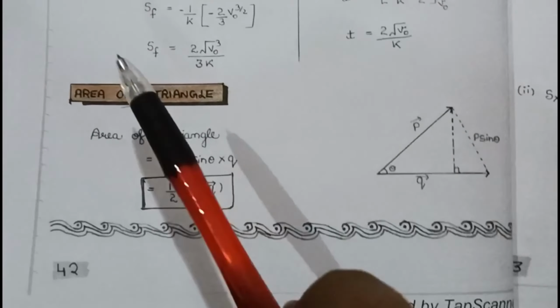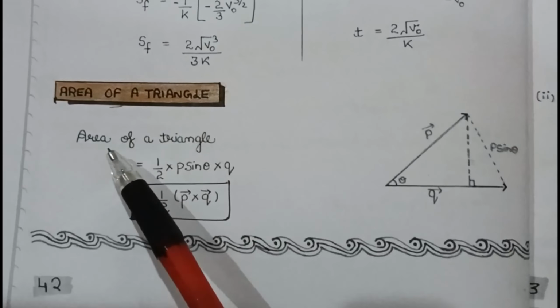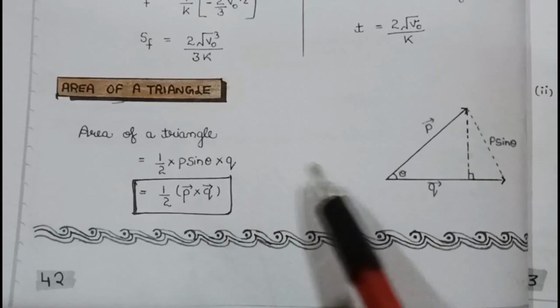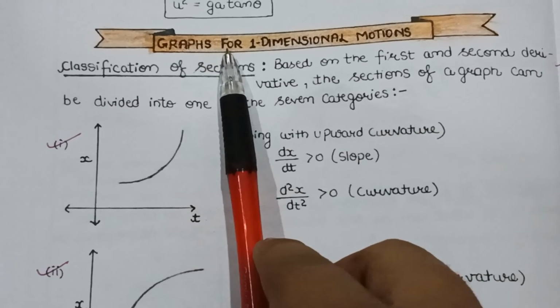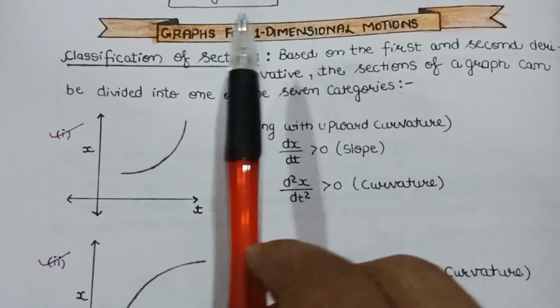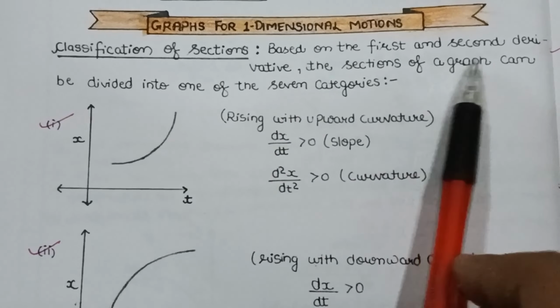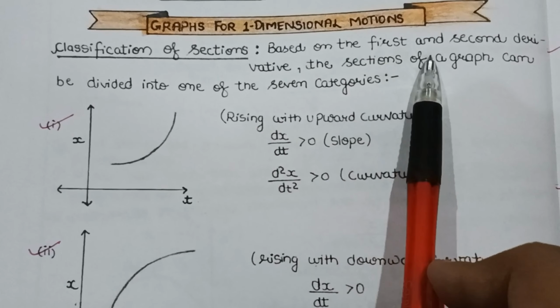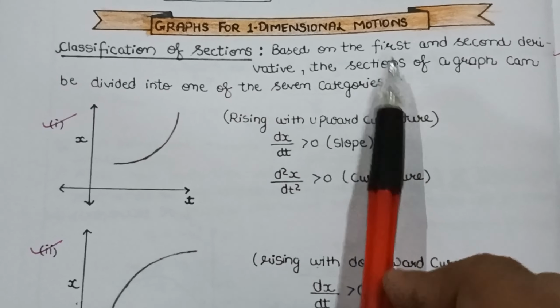Now we look at the next topic, that is the area of a triangle. The area of a triangle according to the vector form is equal to half of p vector cross q vector. Now let's learn about the graphs for one-dimensional motion. Classification of sections: based on the first and the second derivative, the sections of a graph can be divided into one of 7 categories.